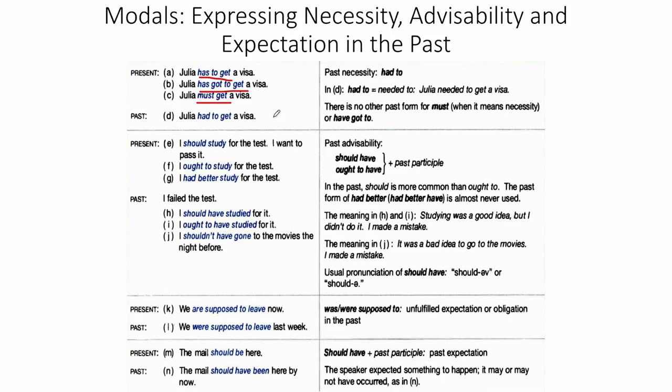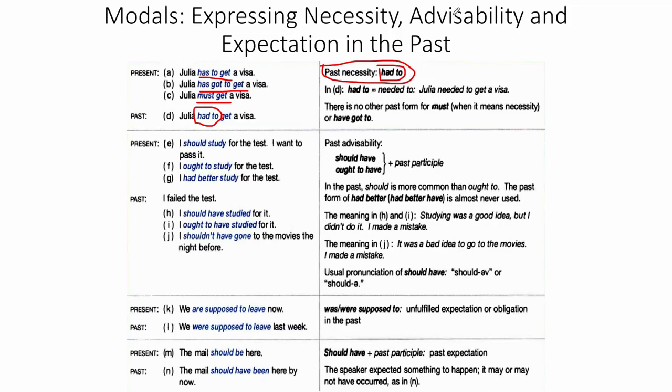Now, if you want to express the same thing for the past, necessity in the past, there is only one modal that we can use for the three of them, which is the modal had to. So we can say Julia had to get a visa. Past necessity, this is the rule. We have only one modal for the three of these here. We can simply say had to in the past, and the meaning is expressing necessity.